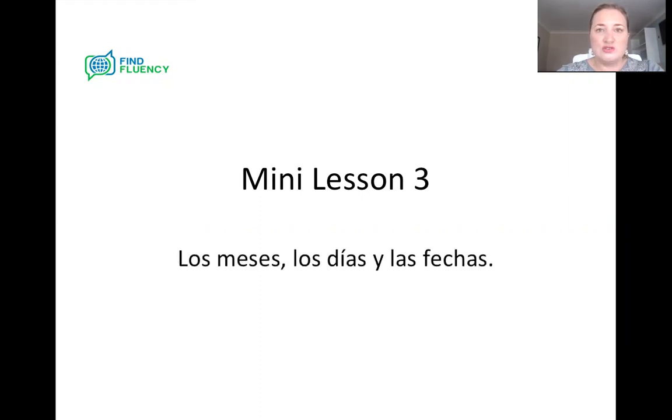I hope that you've all been doing un poco de repaso, a little bit of revision of numbers to 31 from last week's lesson, because today we are working on los meses, los días, y las fechas. So having a look at months, days, and dates, putting them together for dates today.